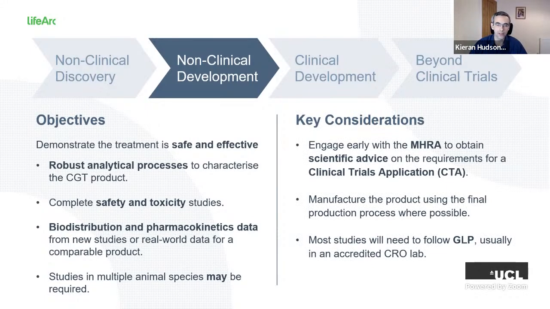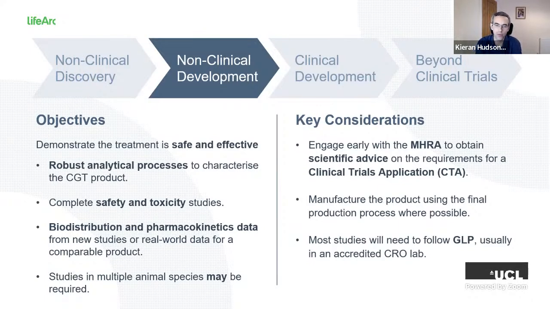So key considerations: engage with the regulators early to obtain scientific advice. They are the ones who will be deciding on your clinical trials application, so you need to be confident that what you're gathering will be sufficient to convince them. And you can speak to them about this, and we always advise to engage as early as possible. Particularly now, there are quite big delays in getting scientific advice from the MHRA, so get in the queue as soon as you can.